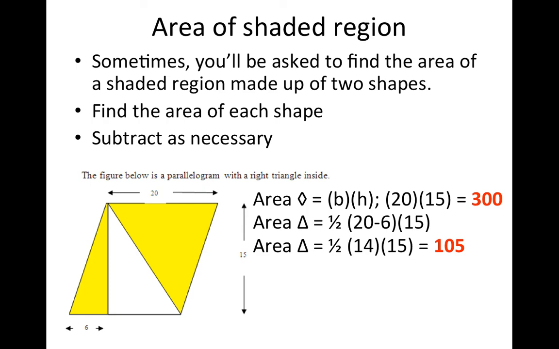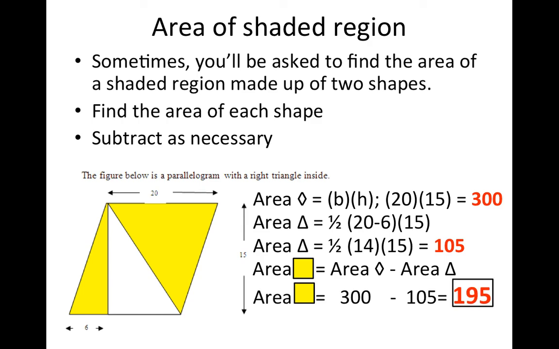So now I have the area of the whole parallelogram and the area of that triangle in white. So to find the area of the stuff in yellow, I have to subtract. So the area of the yellow is the area of the parallelogram minus the area of the triangle. So that's 300 minus 105, which is 195. So the area of the shaded region in yellow is 195.